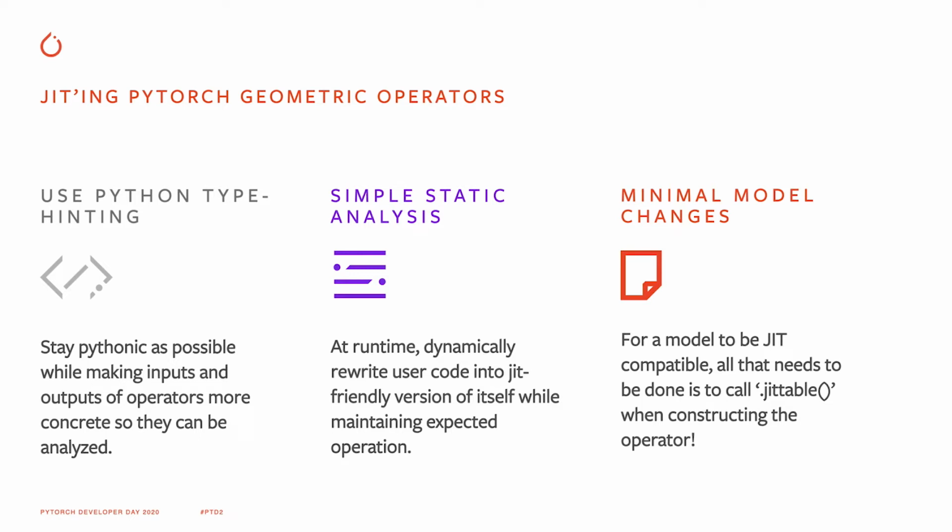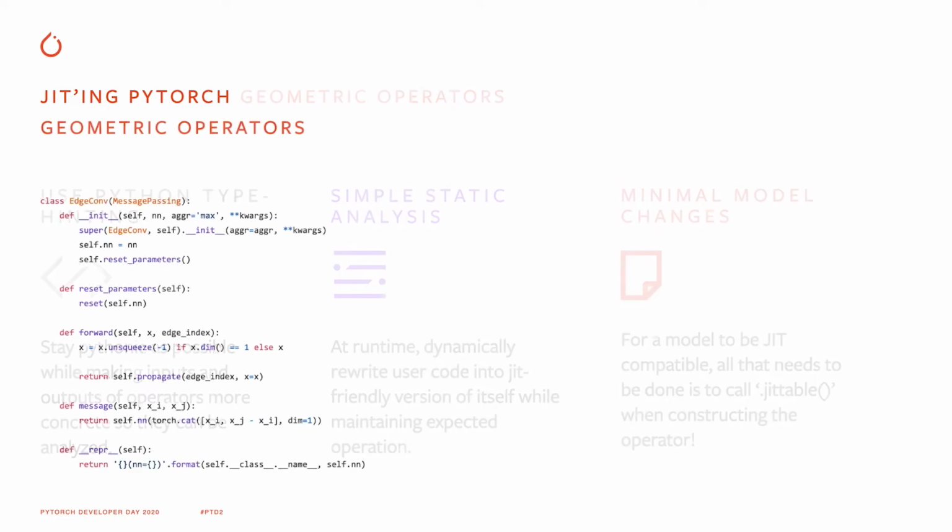And then we made sure that there are minimal code changes to the model in order to make it something that you can deploy through the JIT. And in particular, once you have a convolutional operator ready to go, all you have to do is type .jitable, and that model can be interpreted by the PyTorch JIT.